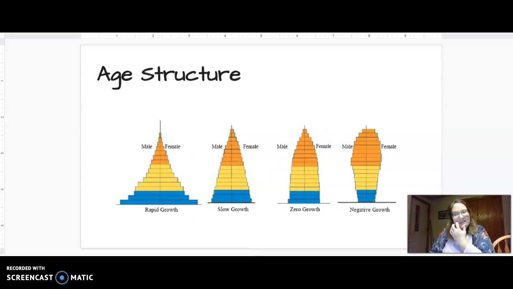All right, last thing is that we talked about age structure. So these 4 graphs will show us the age structure of a population. And age structure is important because ecologists need to know where the reproducing age is. And my assumption is that based on this picture, the yellow is probably what they're looking at for the reproduction age. So we'll go over this when you come back to class.